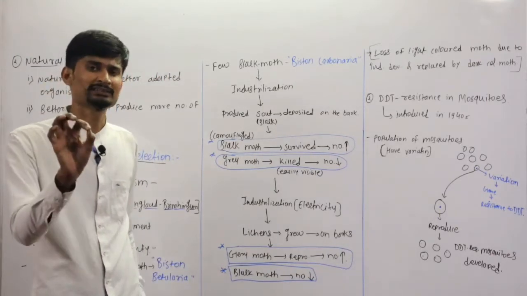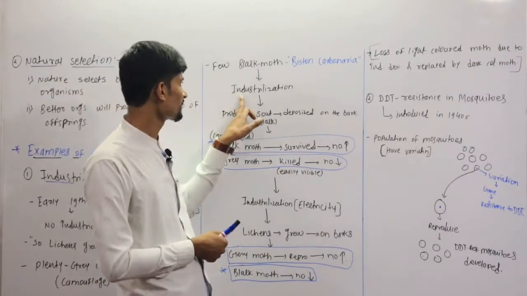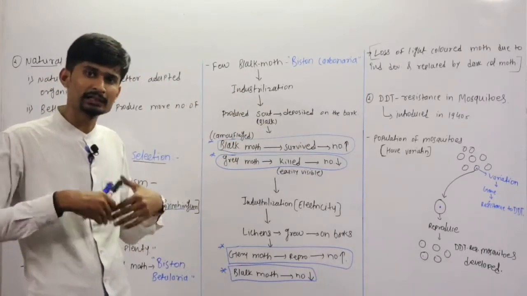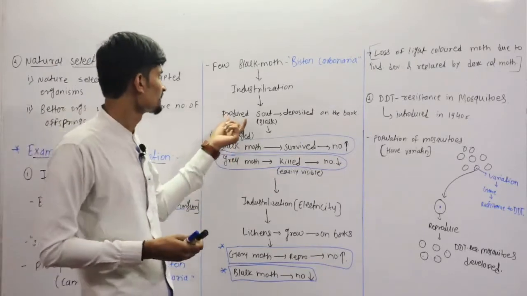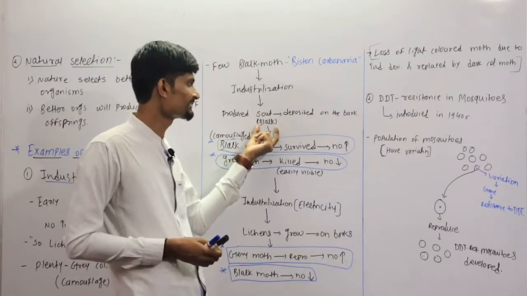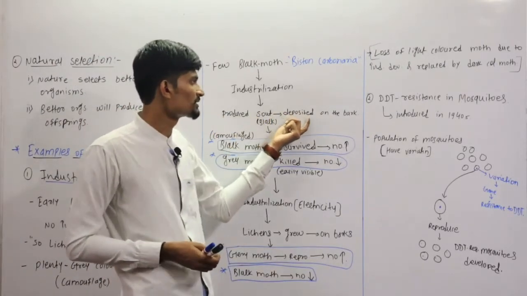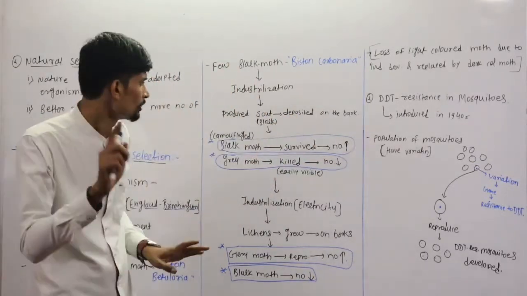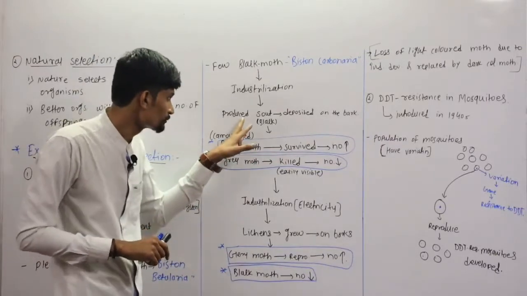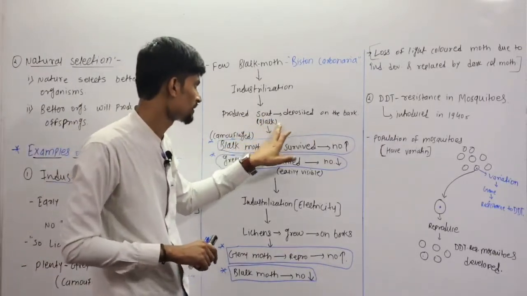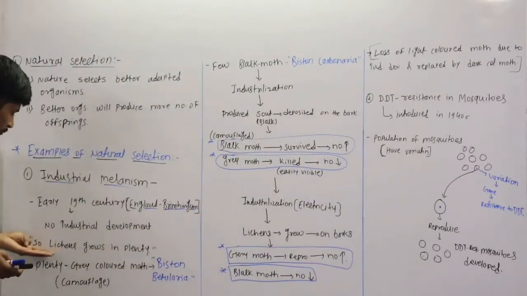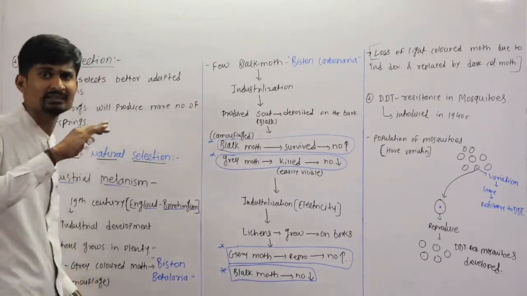So due to the industrialization, these industries use coal energy, and due to the coal energy there is production of black soot, and that soot gets deposited on the bark of the trees in that particular region. So now that region is polluted. Due to that, the number of lichens gets reduced, or the lichens get destroyed.